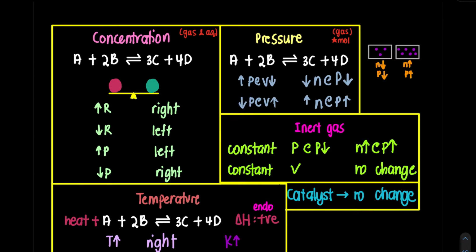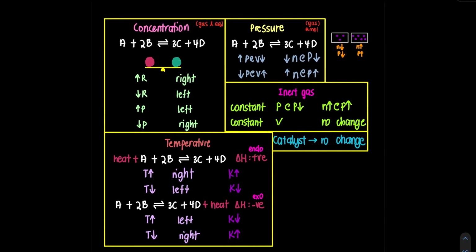Okay, and last but not least, we're going to look at the catalyst. Catalyst also has no change, the same as inert gas at constant V. So that is the summary of Le Chatelier.